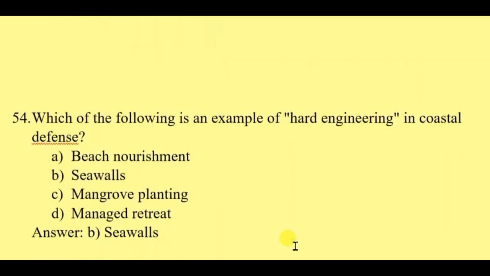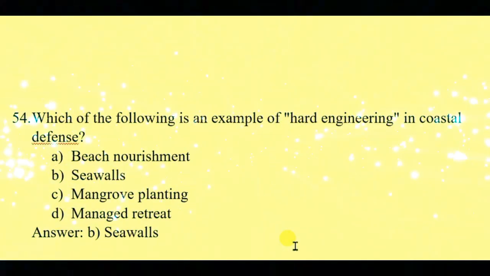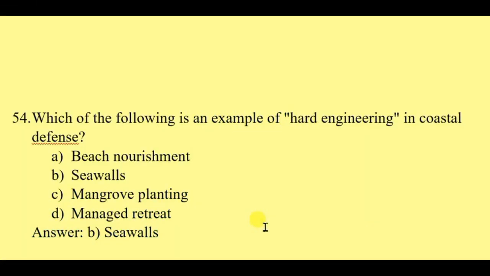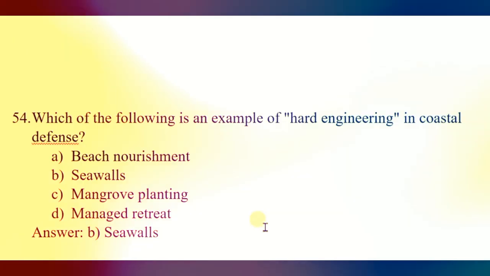Question 54. Which of the following is an example of hard engineering in coastal defense? Beach nourishment, sea walls, mangrove planting, managed retreat. Here the correct answer will be sea walls. The other three options are soft engineering by biological process.